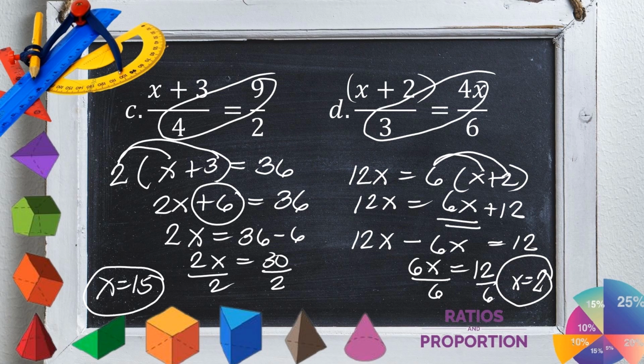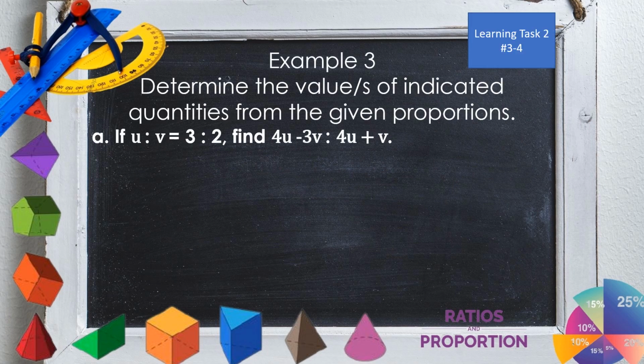Let's proceed now to example number 3. In this, we're going to determine the values of the indicated quantities from the given proportions. Here we're given u to v is equal to 3 over 2. If we're going to write that, u over v is equal to 3 over 2. We're going to find the value of 4u minus 3v all over 4u plus v.